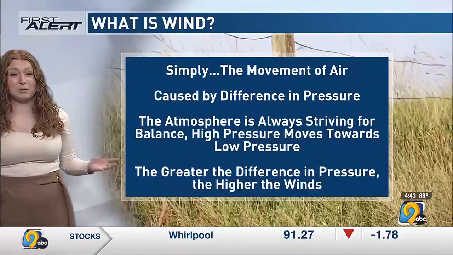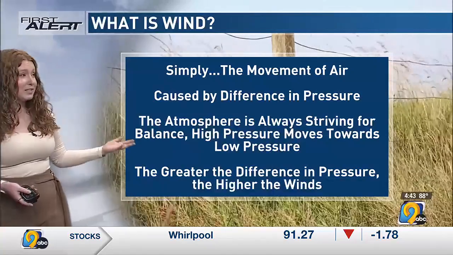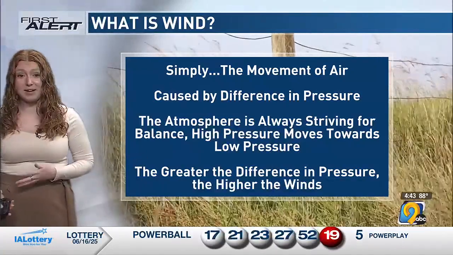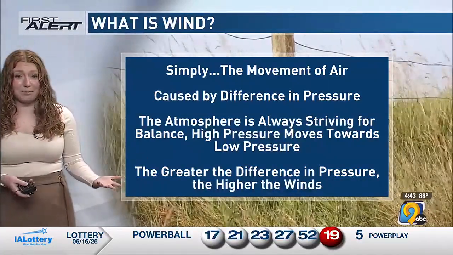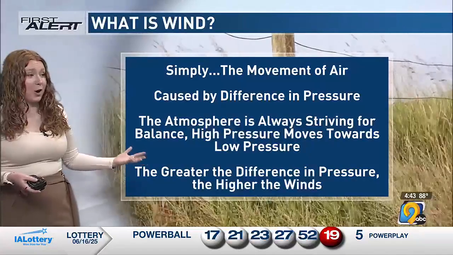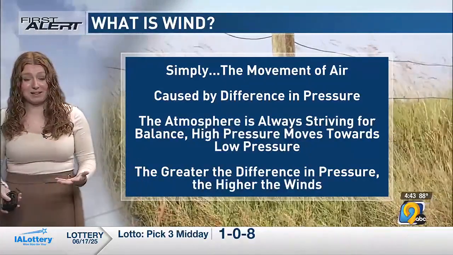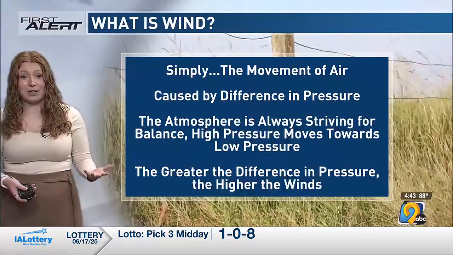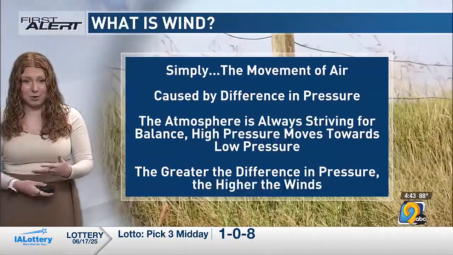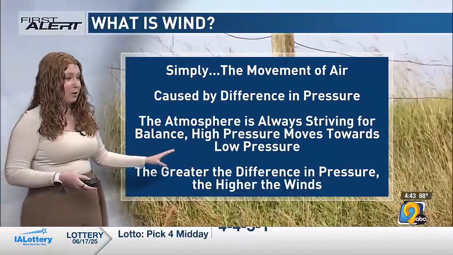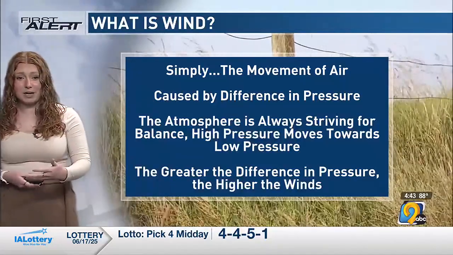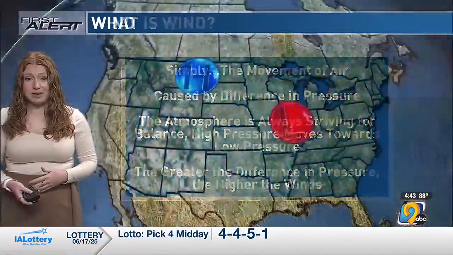Thank you, Braxton. So I'm going to start off with what wind is. Simply, wind is just the movement of air. It's caused by a difference in pressure, and the atmosphere is always striving to be in balance. Although many times the atmosphere is not in balance and is not in equilibrium, so it is constantly trying to move, meaning high pressure moves towards low pressure. The greater the difference is in the pressure, the higher wind speeds that we start to see.